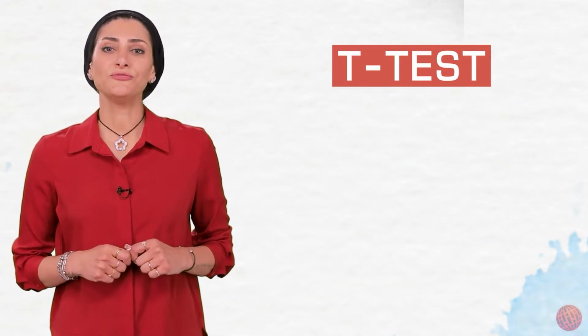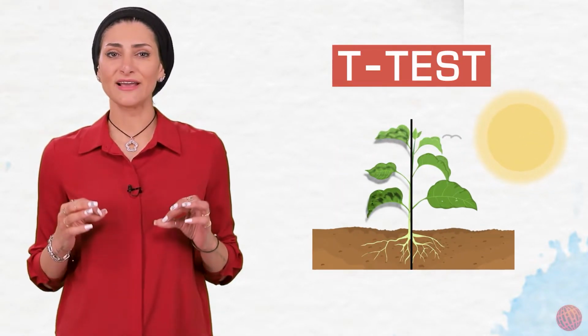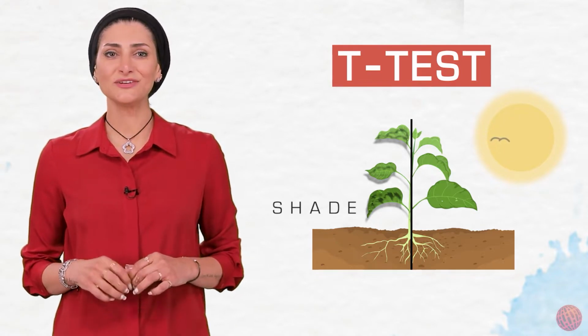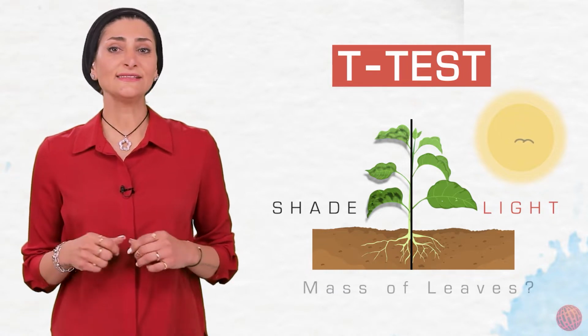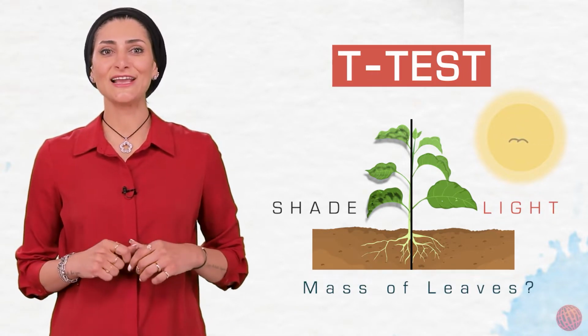Let's say you want to find if there is a difference in mass between the leaves of a specific plant which grow in shade and the leaves of the same plant which grow in light. In this case, you will collect leaves from shade and light and conduct a t-test.